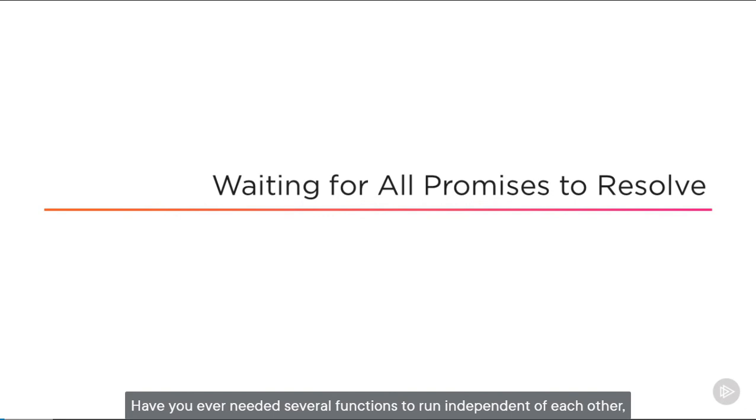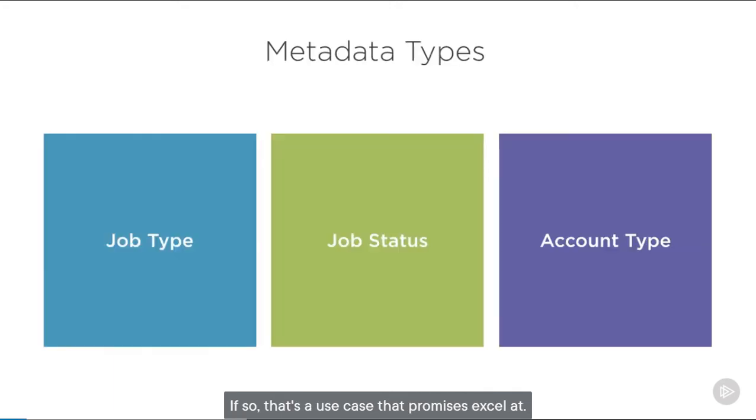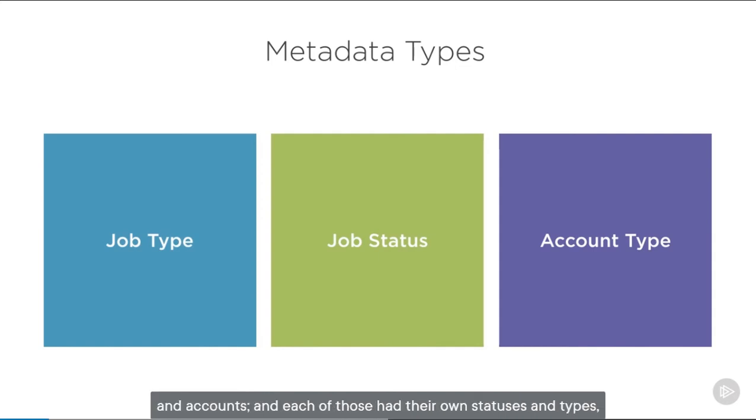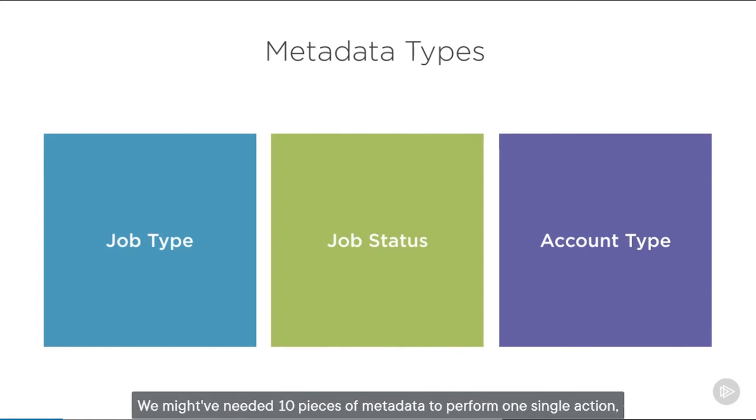Have you ever needed several functions to run, independent of each other, but you couldn't continue until they were all complete? If so, that's a use case that promises excel at. One of the first large-scale applications I wrote using JavaScript required a lot of metadata. There were users and customers and jobs and accounts, and each of those had their own statuses and types and other pieces of metadata. We might have needed 10 pieces of metadata to perform one single action.